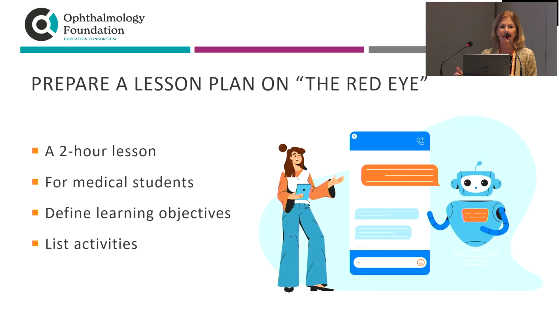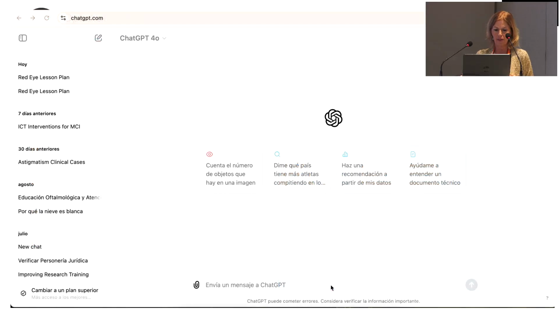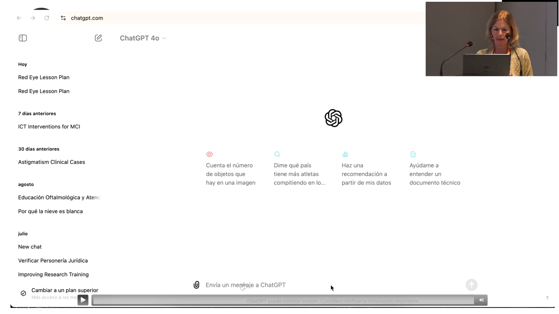So just to show an example of how this works, I asked ChatGPT to prepare a 2-hour lesson for medical students on the red eye. I asked it to define the learning objectives and to list the activities that should join the content of the lesson. So if you haven't seen how this works before, this is the main web page. It's mostly blank. You have down here at the bottom a search text box, and this is where you will write your instructions for ChatGPT.